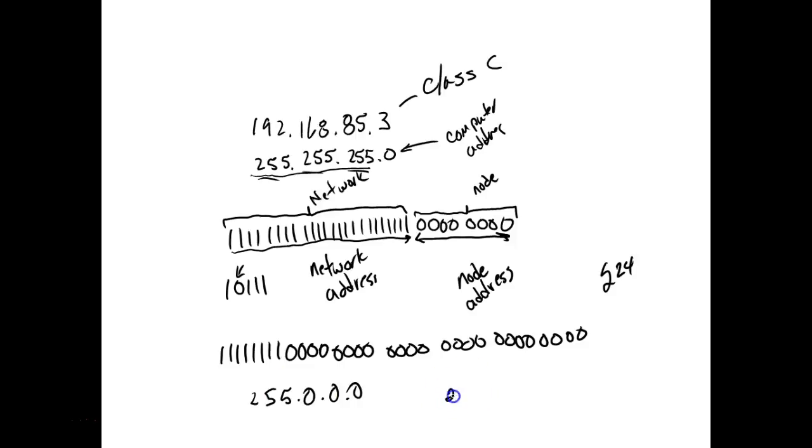A Class B would be 255.255.0.0. That's Class B. Right? And that would be 8, so that would be 2 to the 16th. So we could have 65,536 computers on a subnet for a Class B. A Class C, the subnet mask is this. So that means that's 8 bits, so that's 2 to the 8. We could have 256 computers. Technically, we could have 256 computers on a Class C subnet.